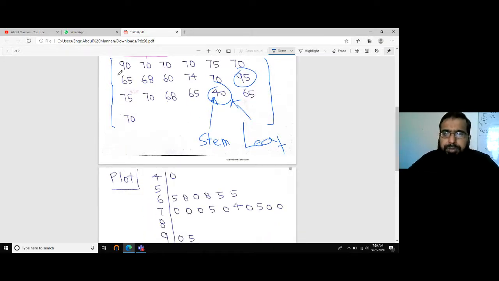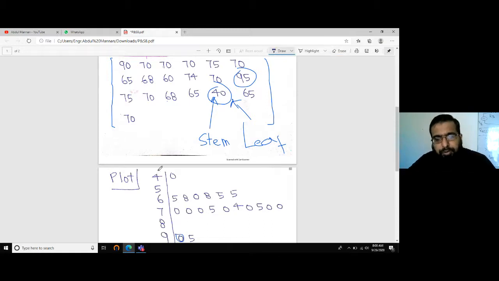So how would you proceed? By iterating through this data, from the first data point to the last data point. The first data point is 90, so this means the stem is 9 and the leaf is 0. So we write 9, and we put a 0 here. This is the first entry we make in the leaf part of the table.